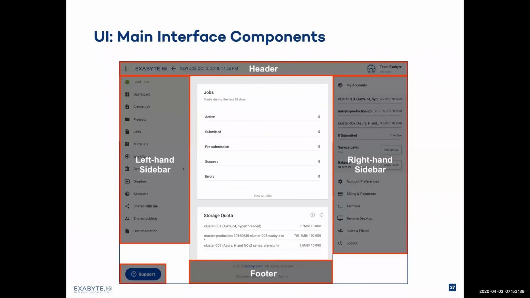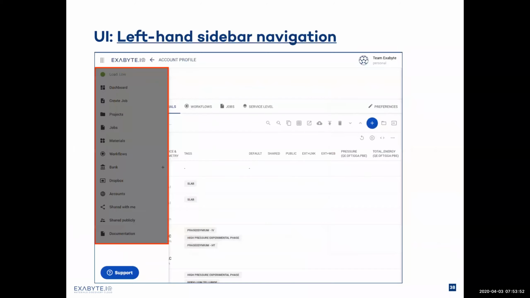Now let's look at the other main components, and let's start with the left-hand sidebar. To open the left-hand sidebar, we click on the top left corner, and here we can navigate to the entities that this account owns, like calculation jobs, materials, simulation workflows, and such.